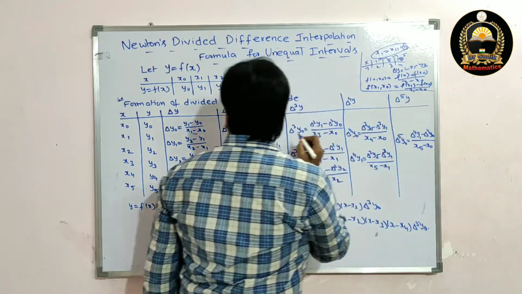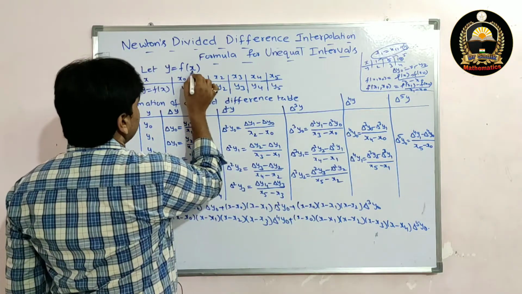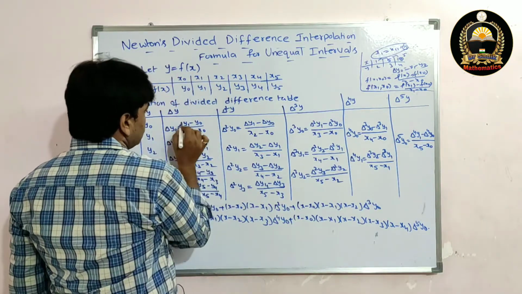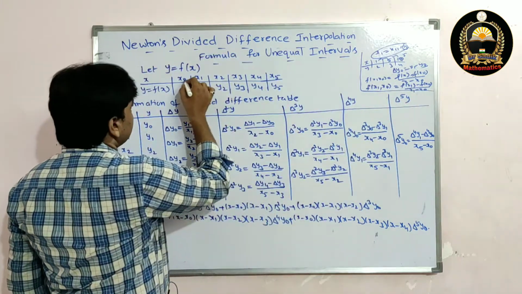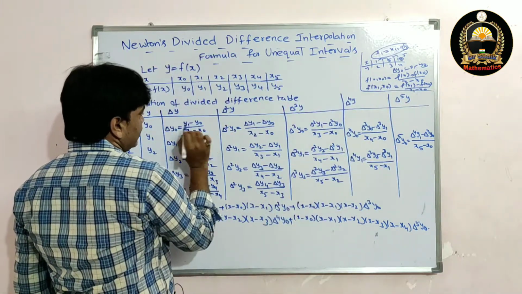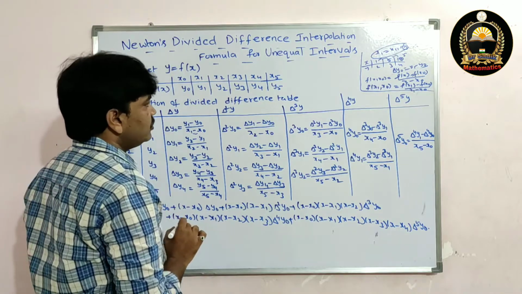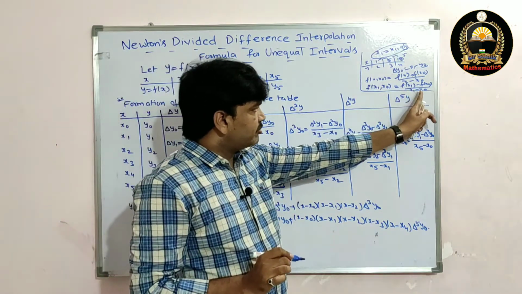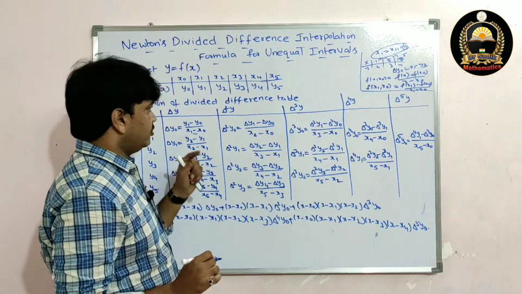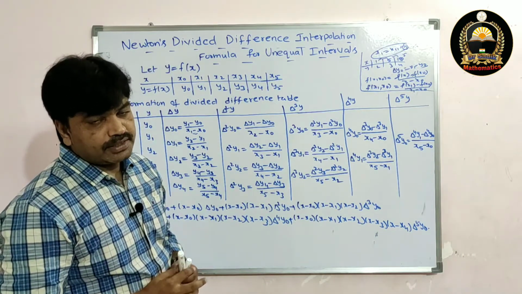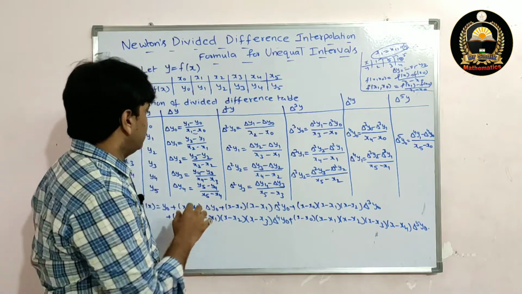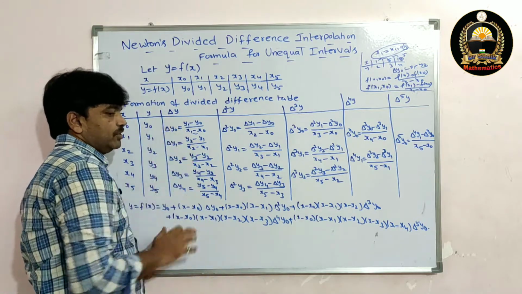What is f of x1? F of x1 means it is y1, so we get y1 here. F of x naught means y naught. Similarly we get y naught. And then x1 minus x naught. In this way we get del y naught.